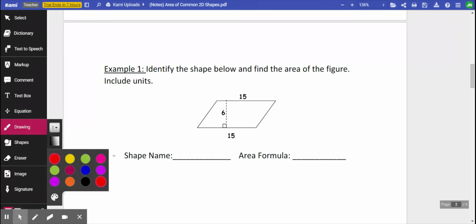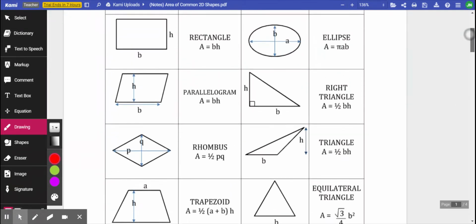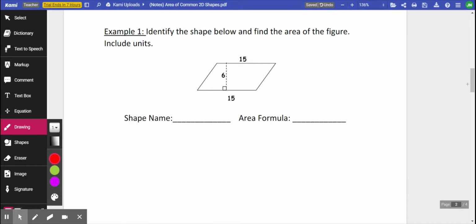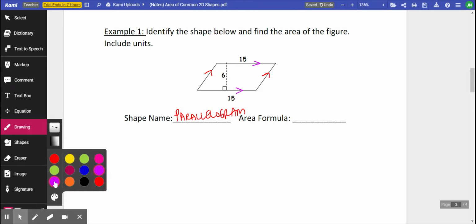So in this case, we have a parallelogram. So hopefully you guys got that right. The parallelogram area formula is base times height. The reason why it's called a parallelogram is because the two sides across from each other are parallel. So these two lines are parallel, and these two lines are also parallel to each other. As you can see, the only numbers that we need are the base and the height.